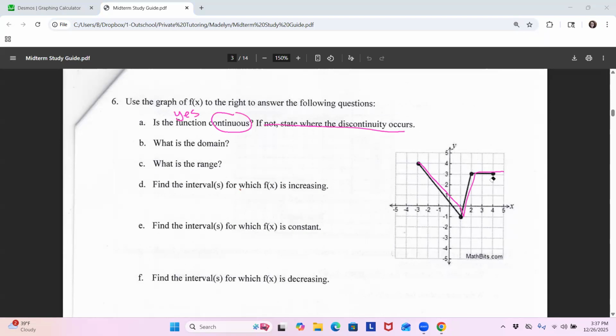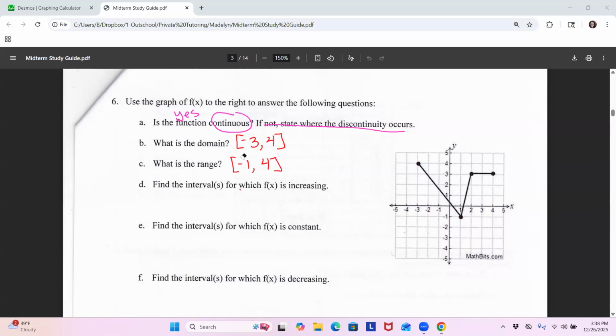What's the domain? How far left, how far right? So left looks like -3, right looks like 4. Solid bracket -3, solid bracket 4, because it's a closed dot on both of those. What's the range? How low, how high? How low? -1, solid bracket. And how high? 4, solid.